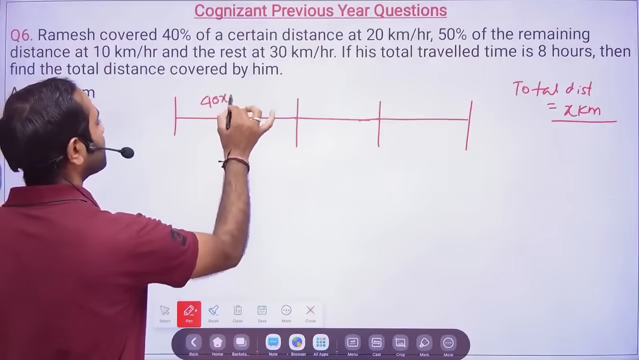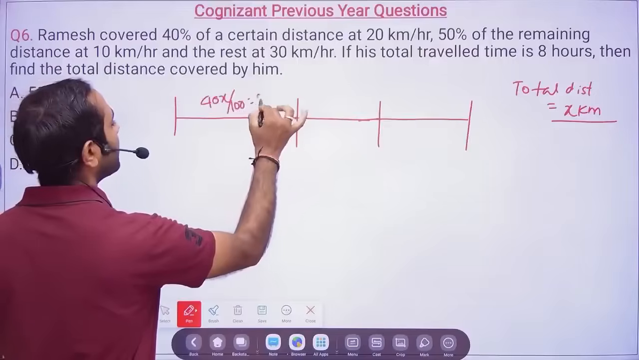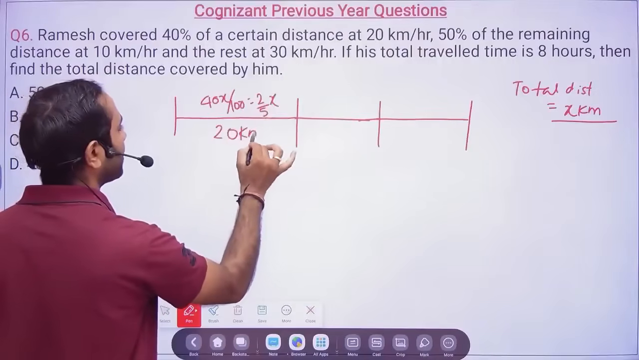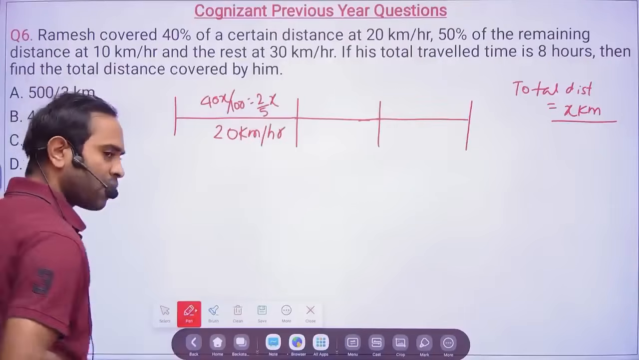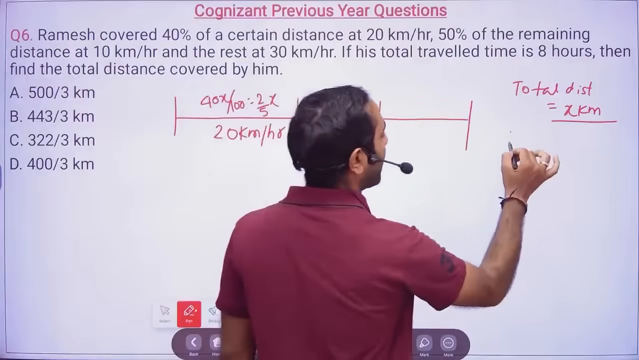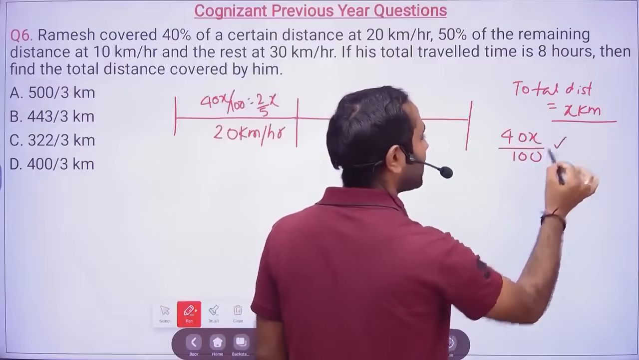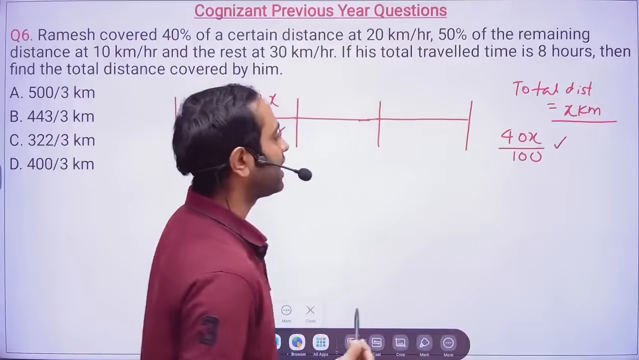Sir, 40x by 100. So this will be nothing but 2 by 5x. Okay. And what is the speed? Sir, speed is 20 km per hour. Okay. So 40x by 100 of x is traveled with 20 km speed.